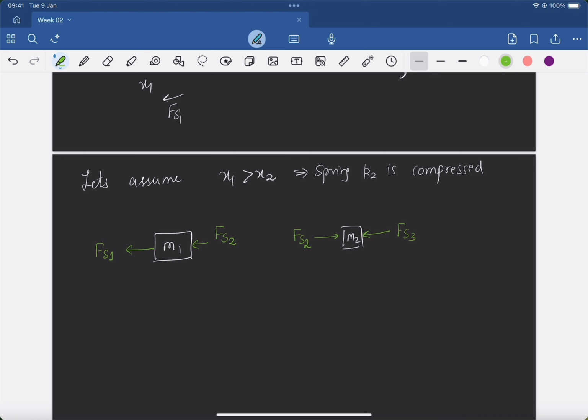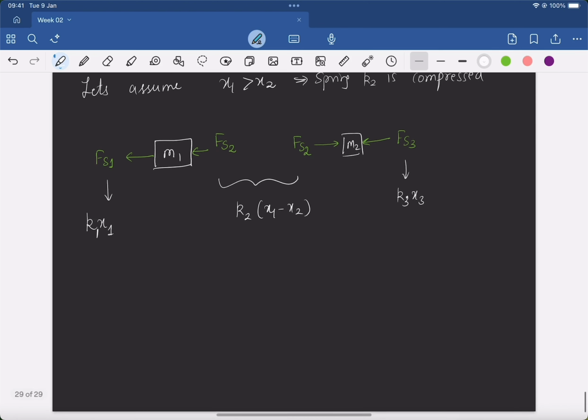And since we assumed that, I can say here the spring force is nothing but K1 into x1. Similarly, the spring force here is K3 into x2. And this spring force is nothing but K2 into x1 minus x2. So x1 minus x2 is the net compression, and K2 is the spring constant. So that essentially gives us all the forces acting on this particular system.